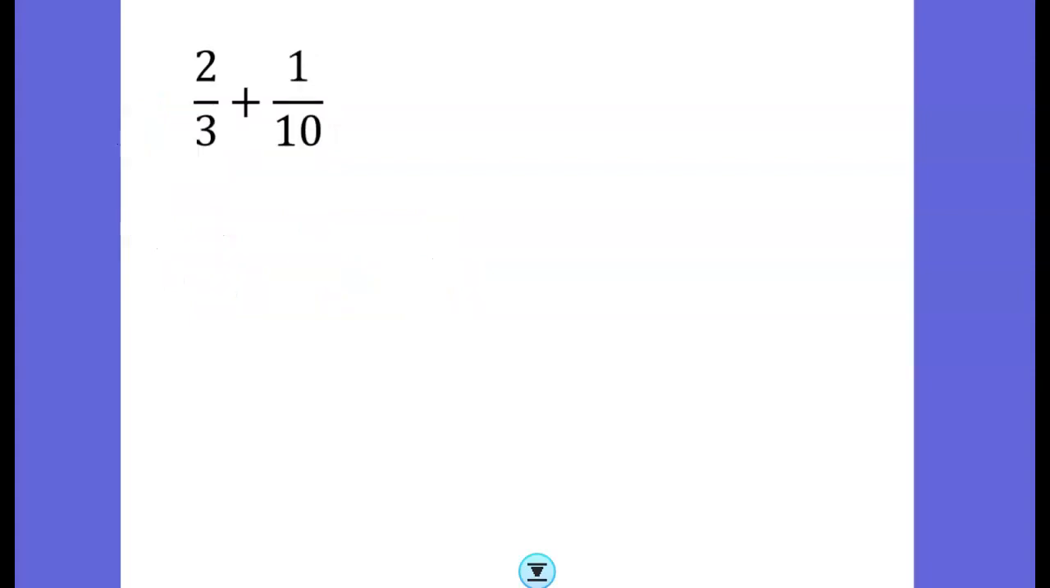So we've got 2/3 add 1/10. Now here, 3 and 10, neither is a factor of the other one, so we need to find a common multiple. I'm going to have to change both of these fractions so they have the same denominator using a common multiple. So I look at the denominators, the 3 and the 10. What do they both go into?